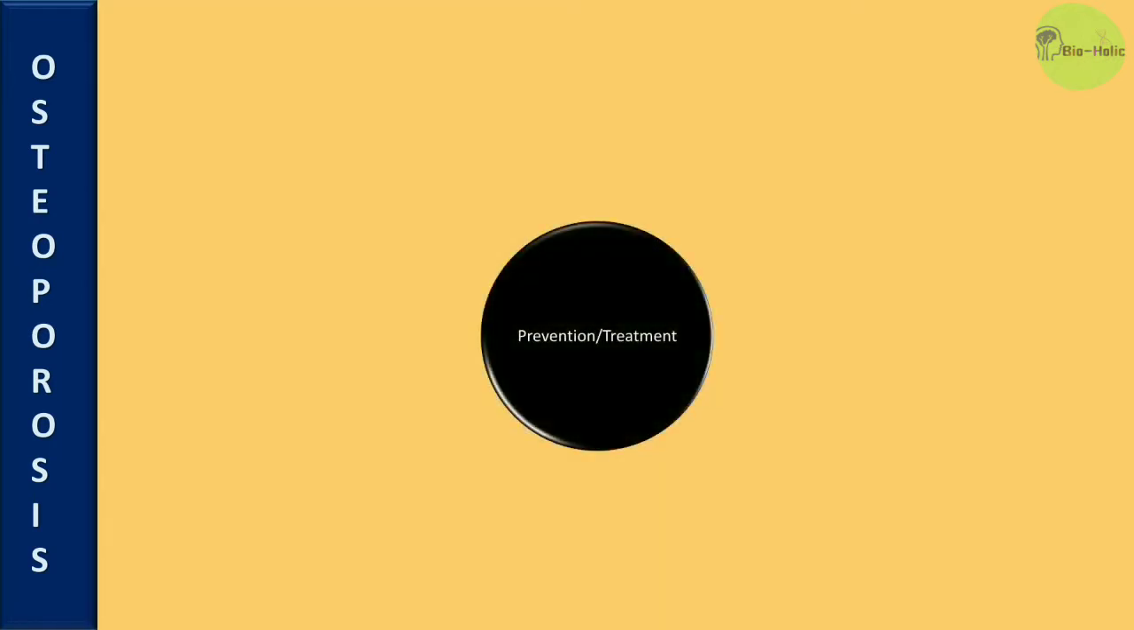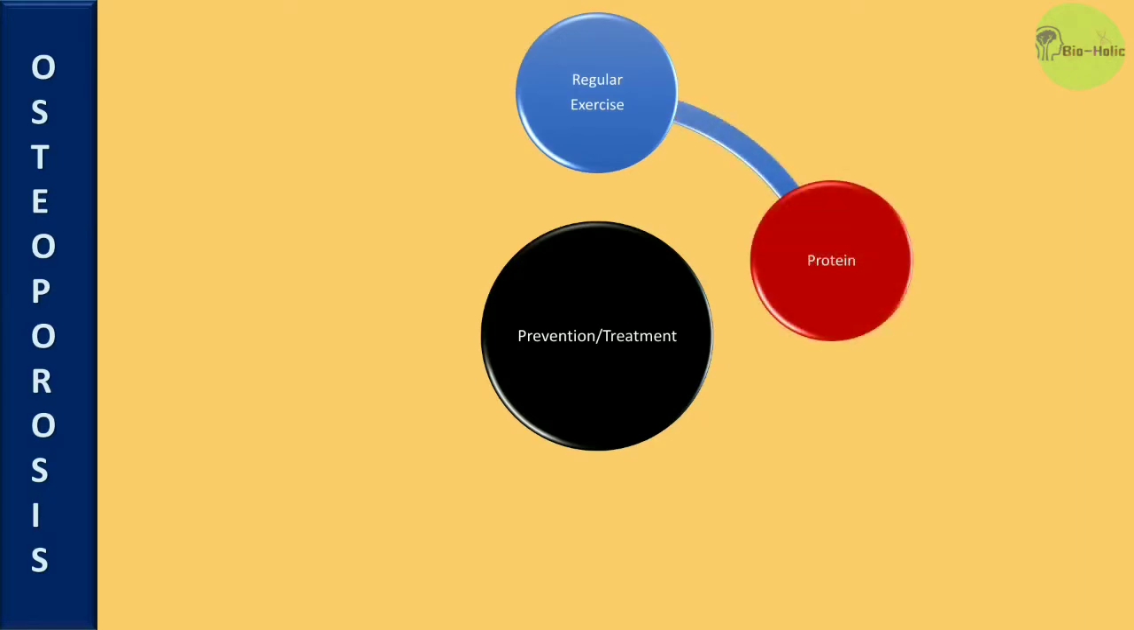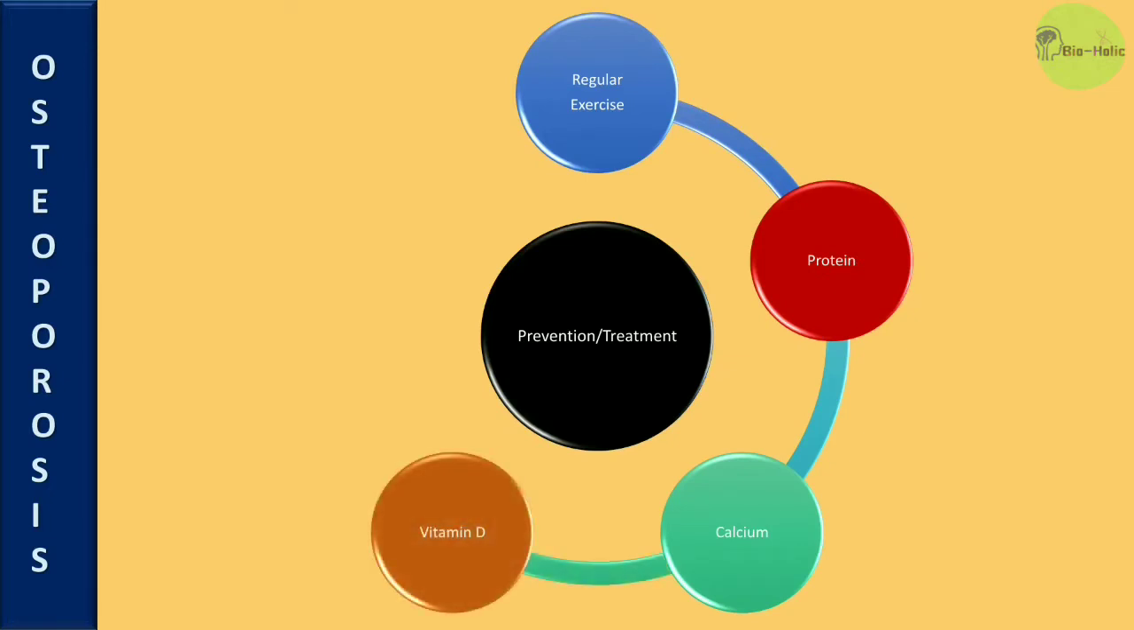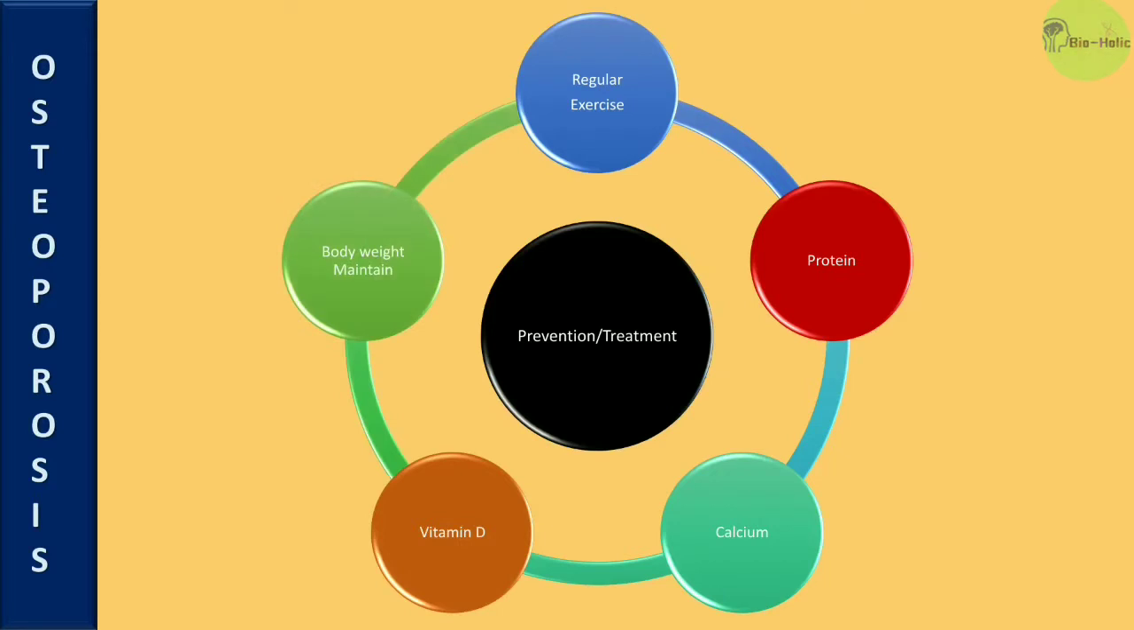So how can osteoporosis be prevented, or what is the treatment for osteoporosis? First of all, you have to do regular exercise. Then proper protein intake should be there, and proper calcium and vitamin D intake is very much important. And last but not least, you have to maintain your body weight. That way the pressure on the bones will be reduced, and therefore the fractures and weakening of bones in osteoporosis can be prevented. Clear?